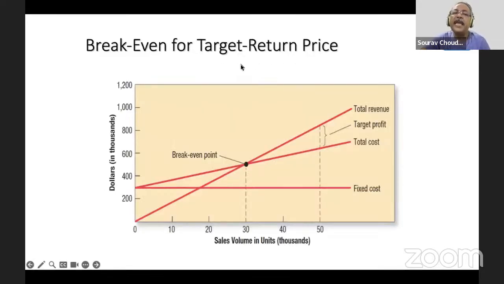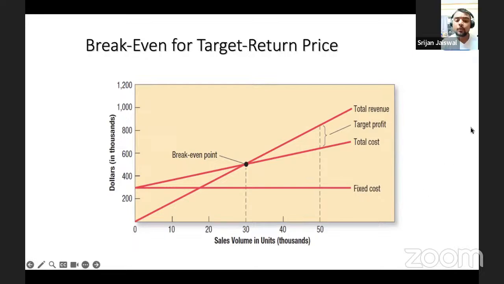Okay. Break even for target return price. Now, all of you who are going to do business, who are in business, who are studying management in future, and want to become business managers or business people or entrepreneurs, I think one of the most important things that you will be doing in life, if you end up as a business manager or a business entrepreneur, is finding out a business model, making a business model, and calculating the break even for your business. So what is break even? That we will need to understand first.